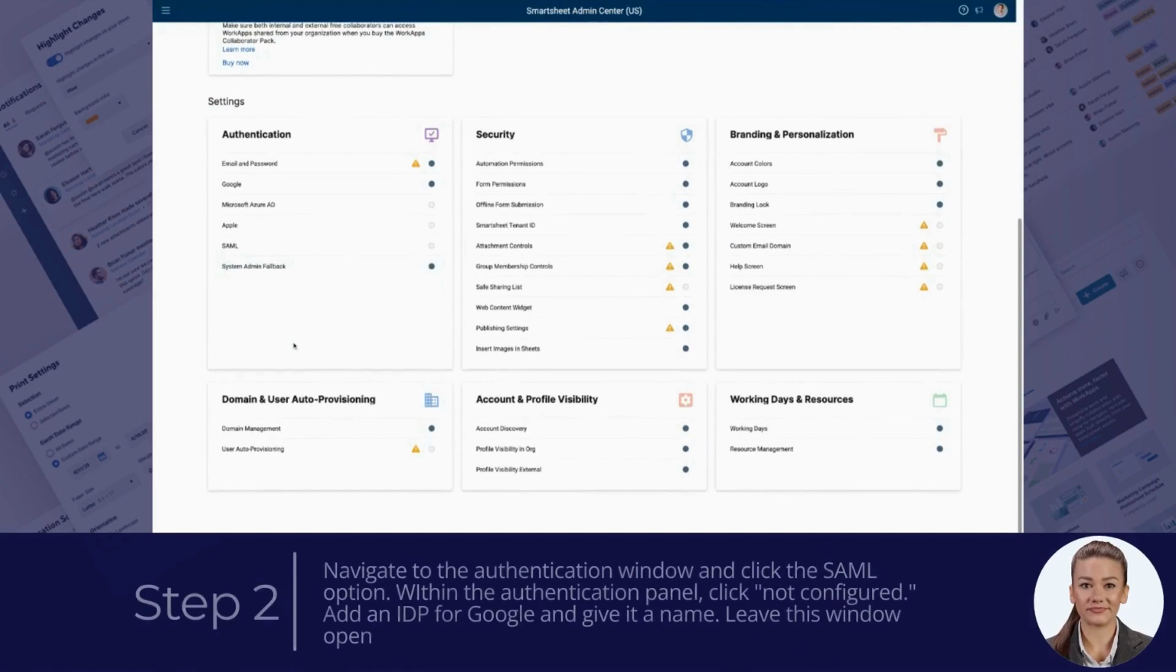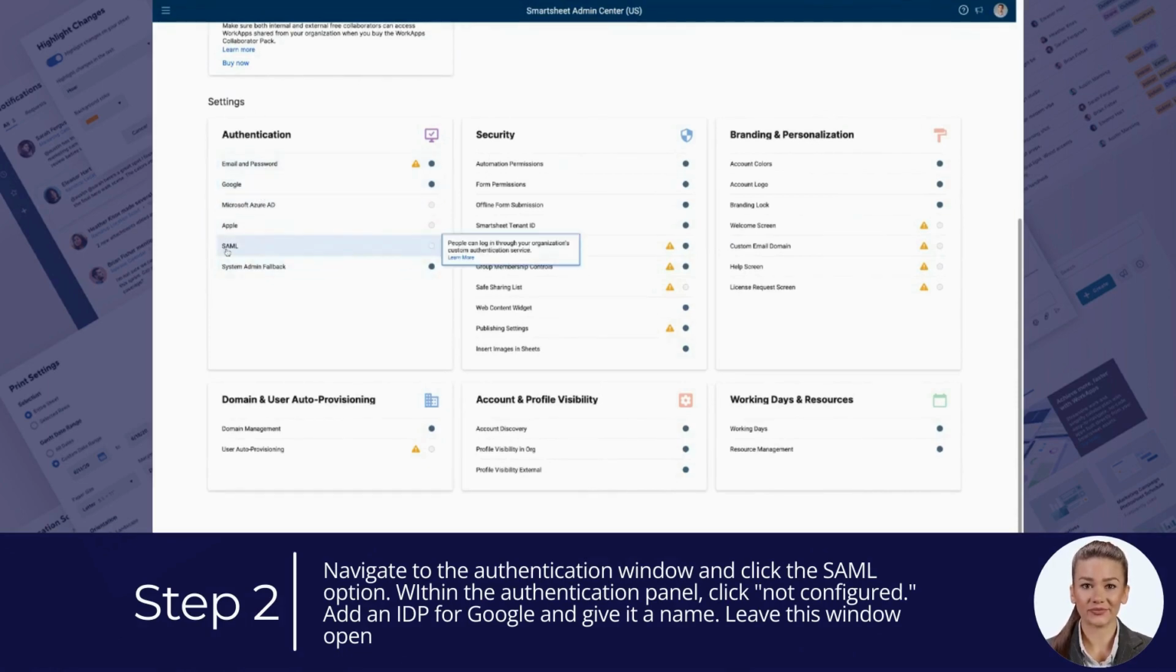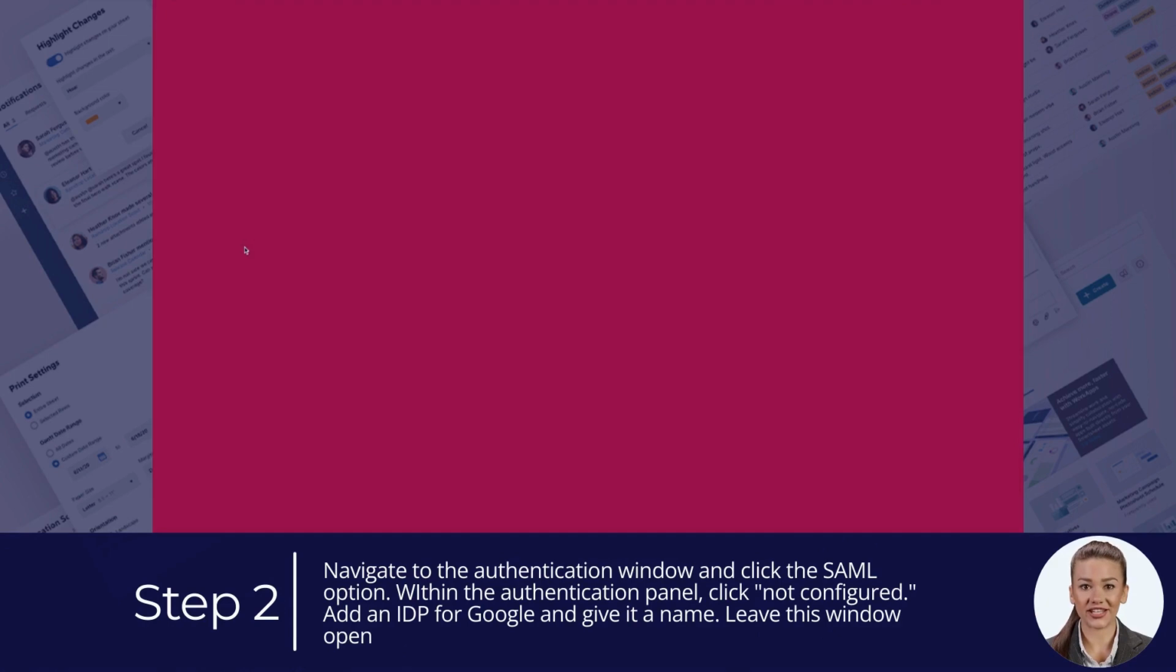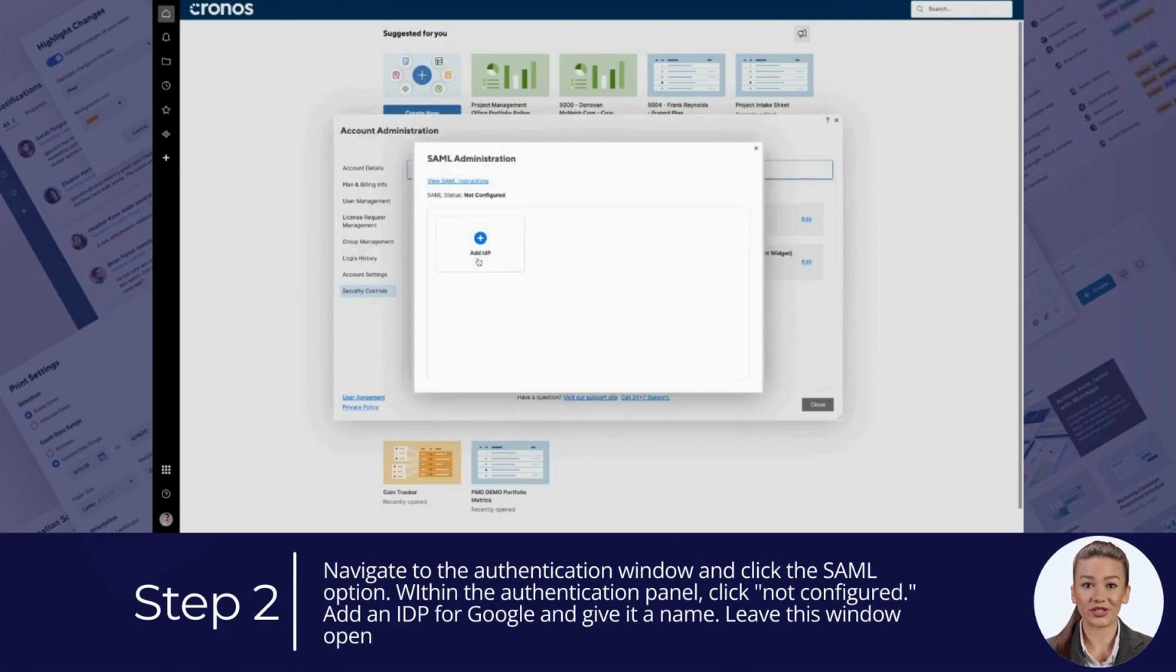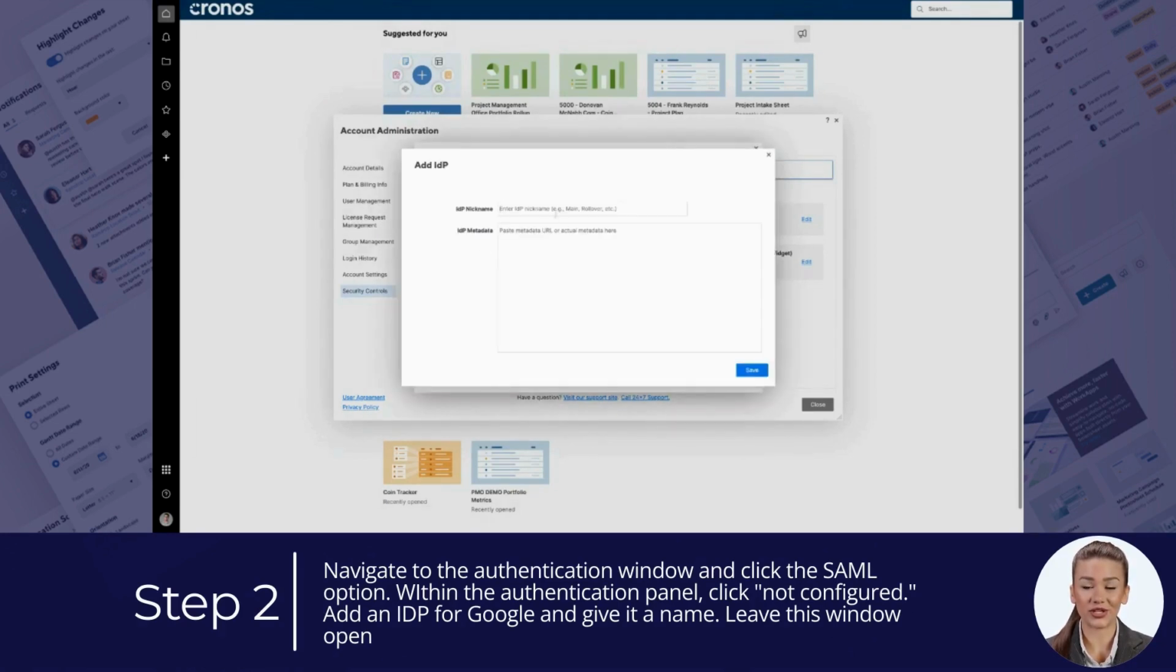Step 2. Once in Admin Center, navigate to the Authentication window and click the SAML option to set up Google as an IDP. You will be presented with an Authentication panel. Within your Authentication panel, you'll notice that SAML is not activated, so click on the Not Configured option, which will open up SAML administration. You'll want to add an IDP for Google, so we're going to go ahead and name this IDP, and we'll actually leave this window open for now.